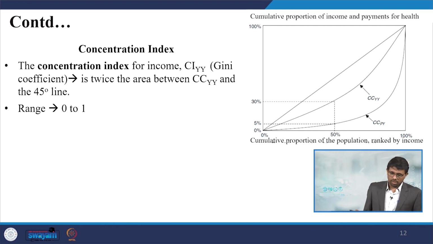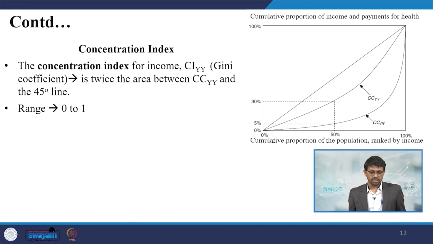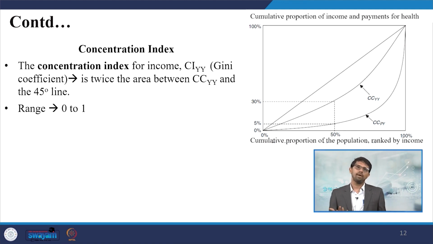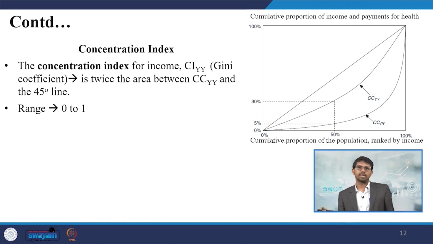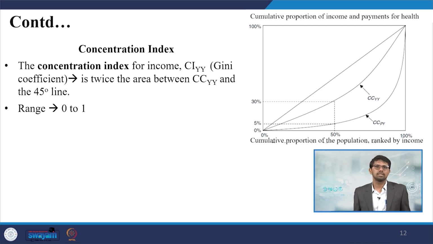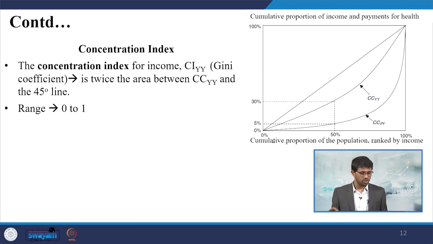So, we are now explaining the concentration index. The concentration index for income, that is CIYY, is measured through the Gini coefficient, and it is twice the area between CYY and the 45-degree line. So, when we measure in terms of index value, the value is actually twice the area between CYY and the line, and then the value of the concentration index is just double.